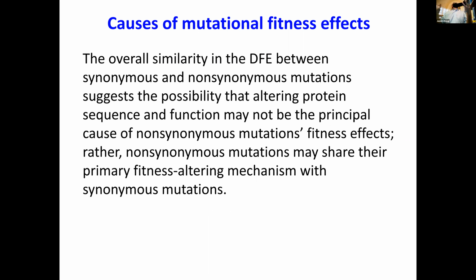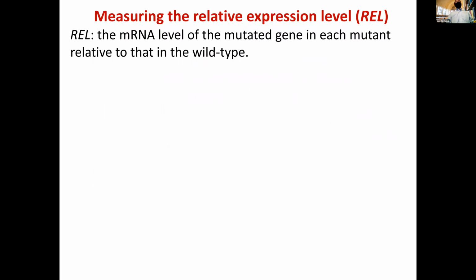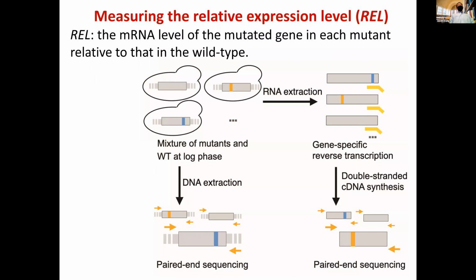Synonymous mutations and non-synonymous mutations are both in the coding region, and both of them can affect gene expression level. So we next wanted to measure the expression level of this mutated gene relative to the wild type version. Okay, so I'm calling this REL, which is the relative expression level of a mutant to the wild type. Okay, so here's how we measure it.